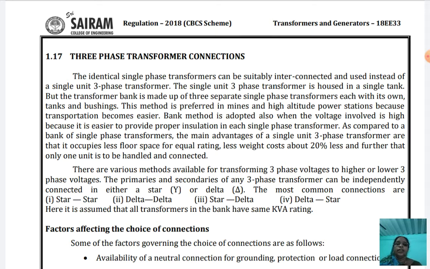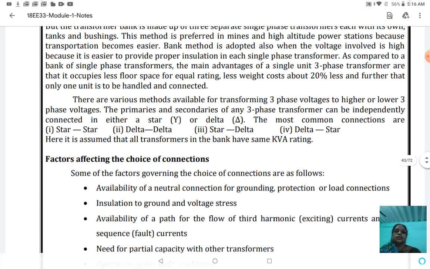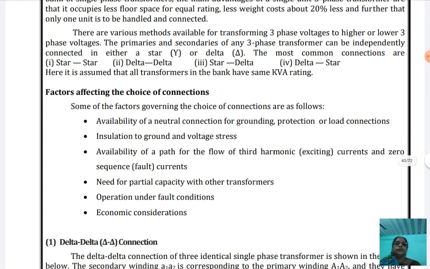So here are the various methods of three-phase transformer connection, that is, star-star, delta-delta, and then star-delta, delta-star. Here we study the four for the same kVA rating only. Before we study the three-phase transformer connections, what are the factors affecting the choice of three-phase transformer connections?